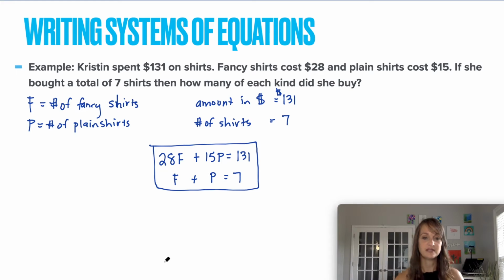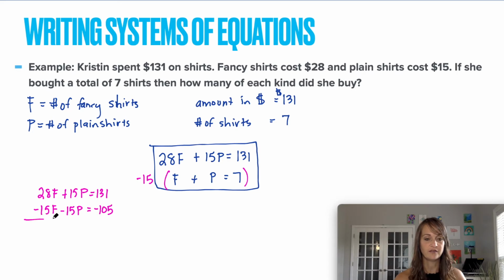Next, okay, this is then about the shirts. So the way I would solve this equation is I'm going to multiply the bottom equation by a -15 in order to eliminate the p's. So the top equation does not change, it is 28f plus 15p equals 131. And the bottom equation would be -15f minus 15p equals -105.